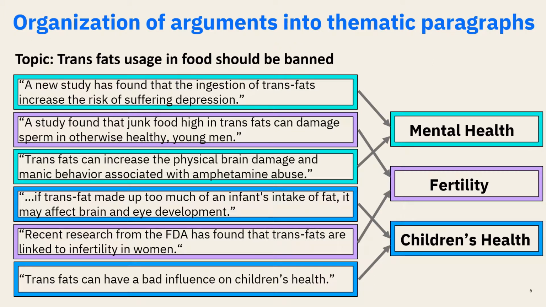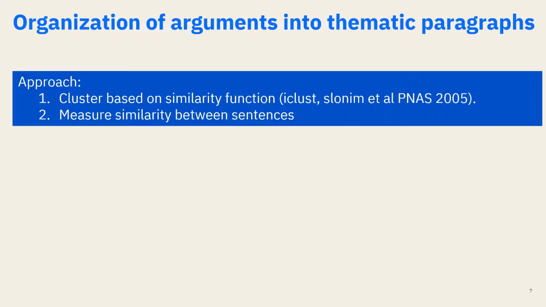Here we see how the sentences can be grouped together based on their thematic similarity. The two green sentences are thematically related since they both refer to the mental health aspect of trans fats. Similarly, the purple sentences discuss the fertility aspect, while the blue ones deal with the influence of trans fats on children's health. In Project Debater, the organization of argumentative texts is performed by clustering them using the iClust algorithm.